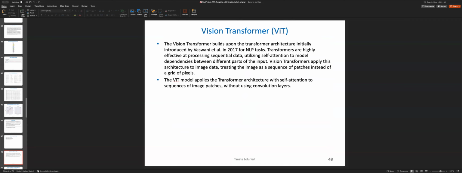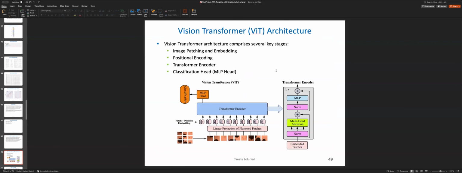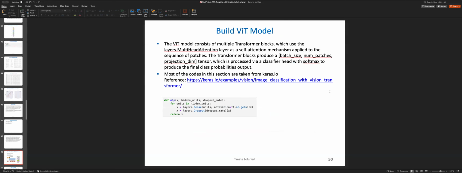Next is the Vision Transformer. Vision Transformer is not a CNN. We use the self-attention mechanism for this model. So this is the architecture. The key stages are image patching, embedding, positional encoding, transformer encoding, and classification here. For the transformer encoder, we have the multi-head attention to do the self-attention. So this is how I build the Vision Transformer model.